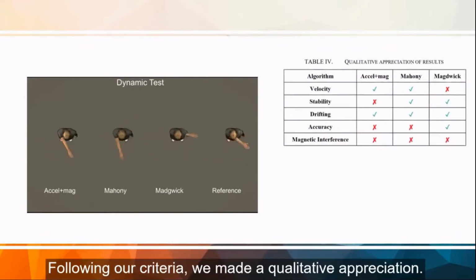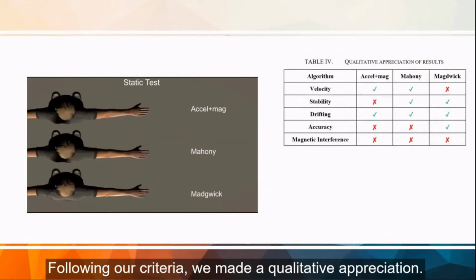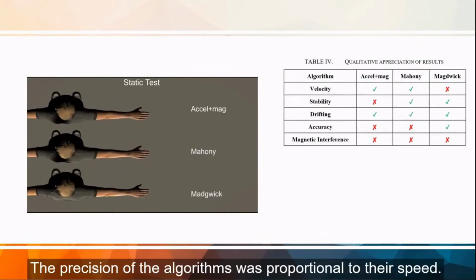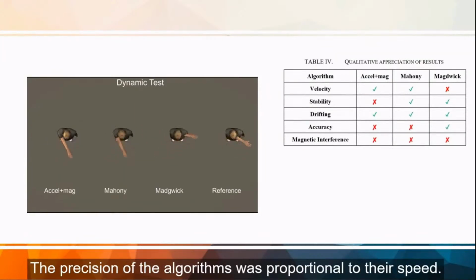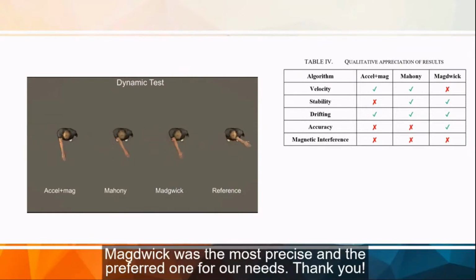Following our criteria, we made a qualitative appreciation. The precision of the algorithms was proportional to their speed. Madgwick was the most precise and the preferred one for our needs.